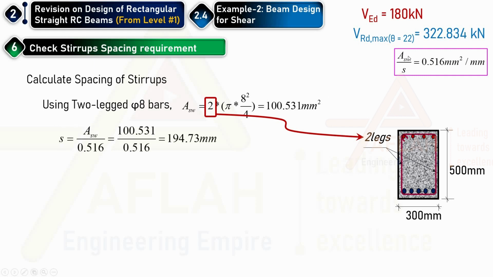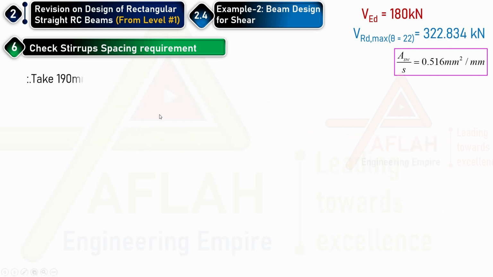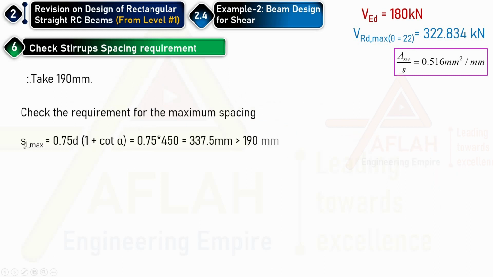I said 2 legs, this one is known. So S can be calculated by bringing S to here and this bringing to here. So this one will be ASW by this one. So I have 194.73. So I will take 190 mm. Now let me check the spacing requirement. As per the code, it says the S maximum must be at most 0.75 D, where D is calculated to be 450.